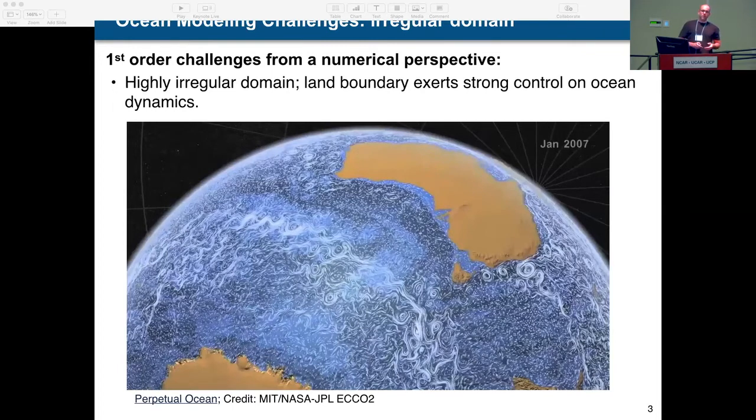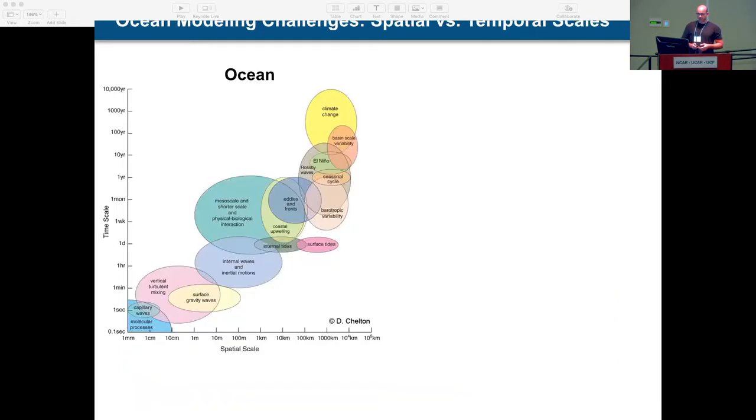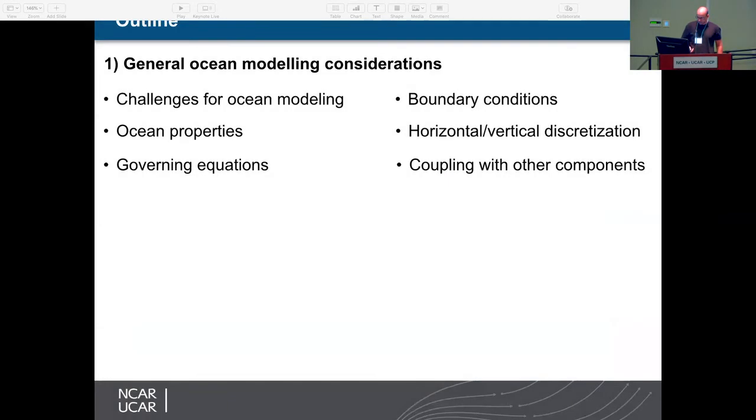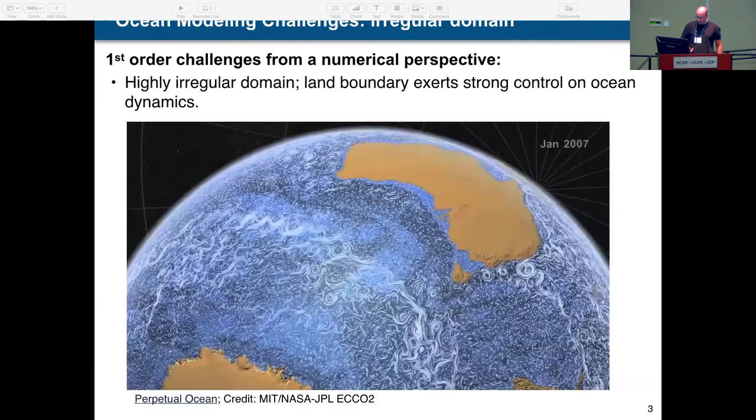The order one challenge in ocean modeling is the fact that the land boundaries are very irregular. And I'll try to play this animation for you. How do I do that? Oops. Wow, it took me to YouTube, all right?